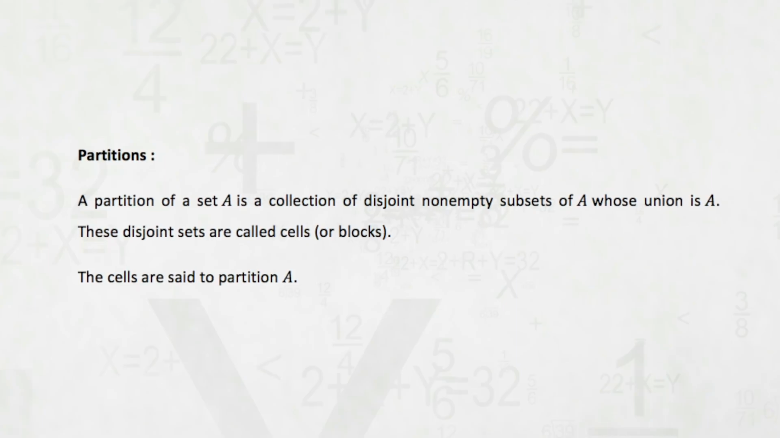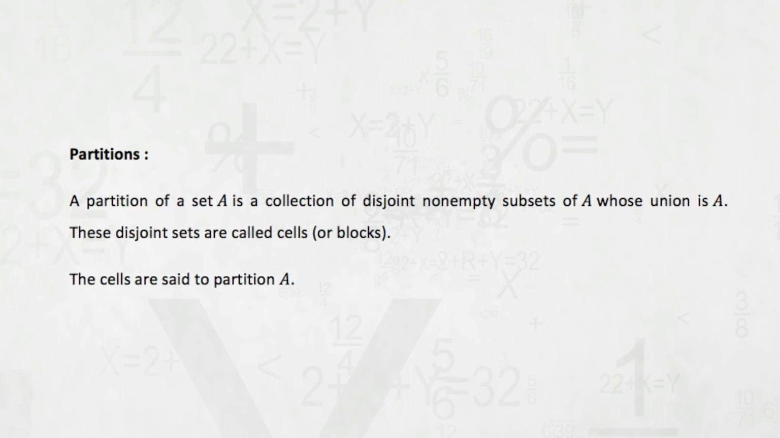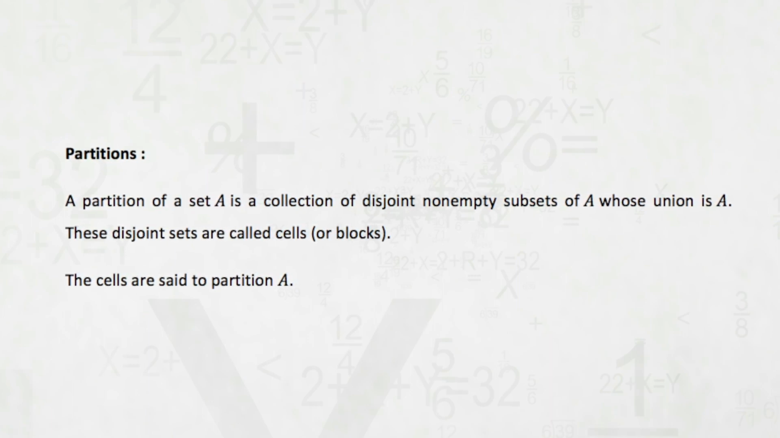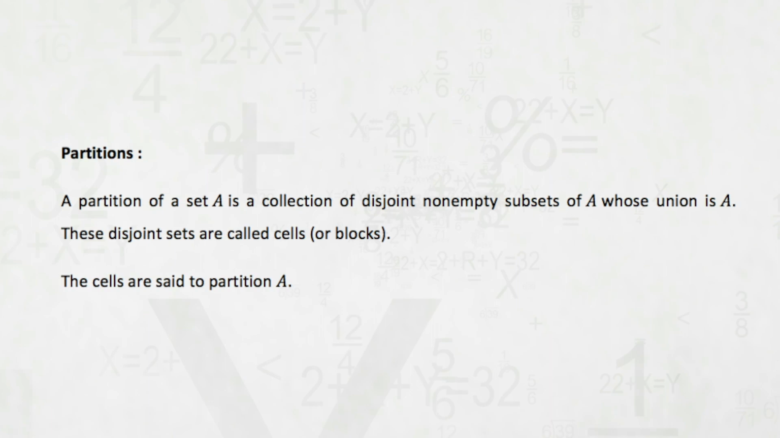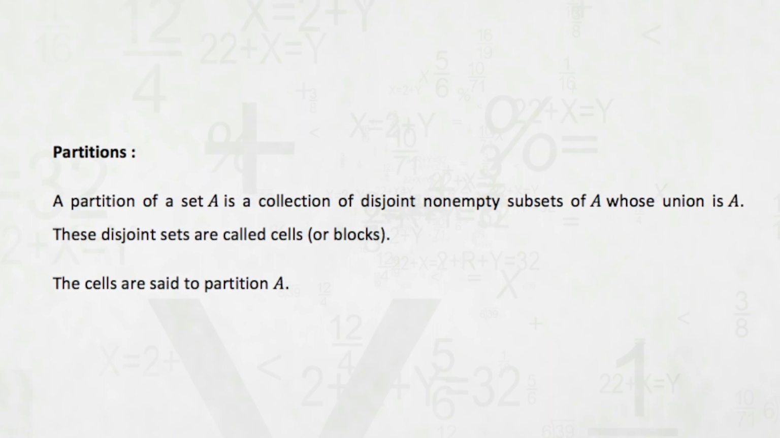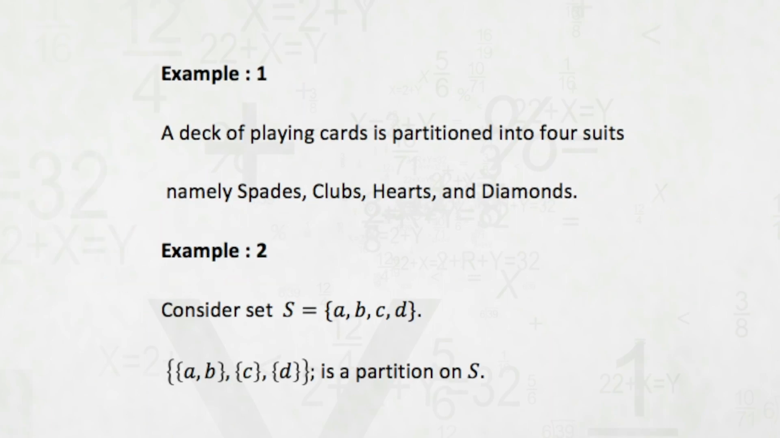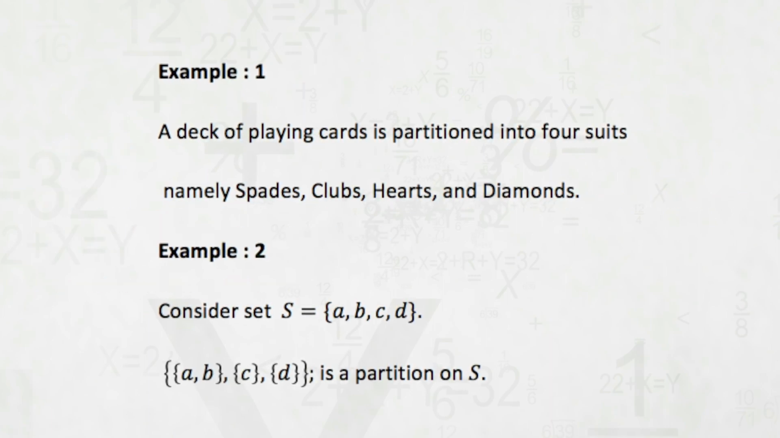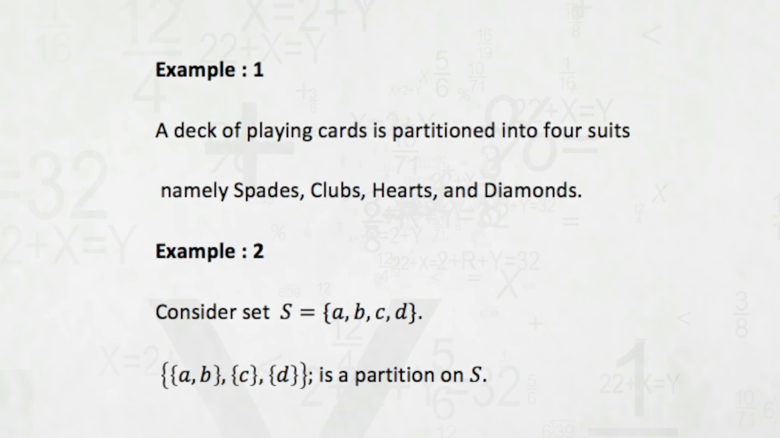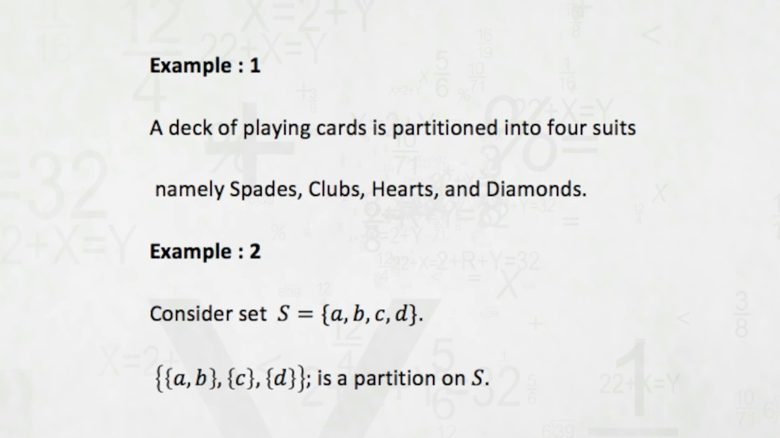A partition of a set A is a collection of disjoint, non-empty subsets of A whose union is A. These disjoint sets are called cells or blocks. The cells are said to partition A. Example: a deck of playing cards is partitioned into 4 suits, namely spades, clubs, hearts and diamonds.